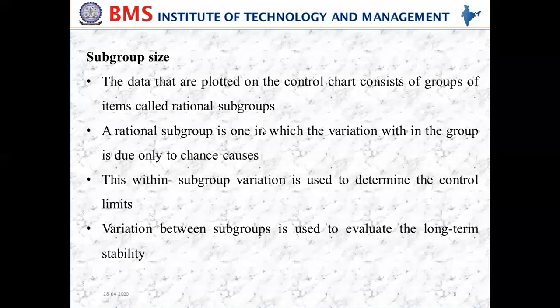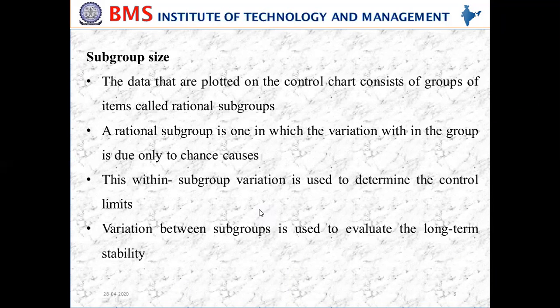That means subgroup 1, subgroup 2, subgroup 3, and so on. The within-subgroup variation is used to determine the control limits, and the variation between the subgroups is used to evaluate the long-term stability. So within the subgroup, the five items I have taken are used to determine the control limits, whereas the variation between the subgroups, such as subgroup 1 and 2, then subgroup 2, 3 and 4, is used to evaluate the long-term stability of the process.